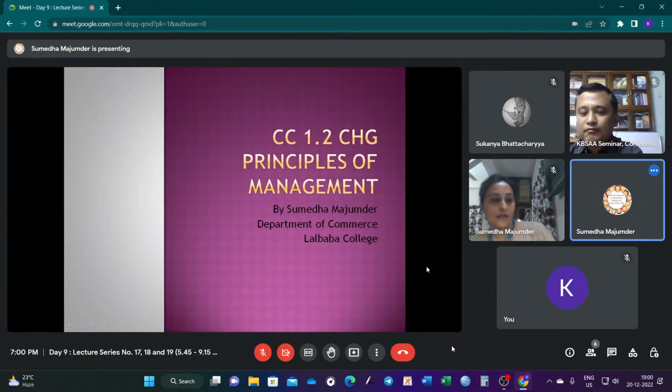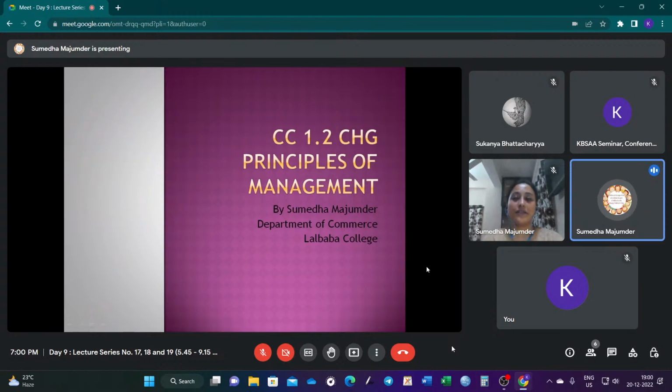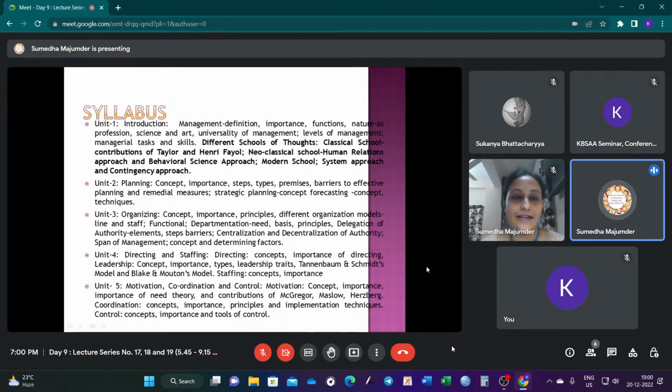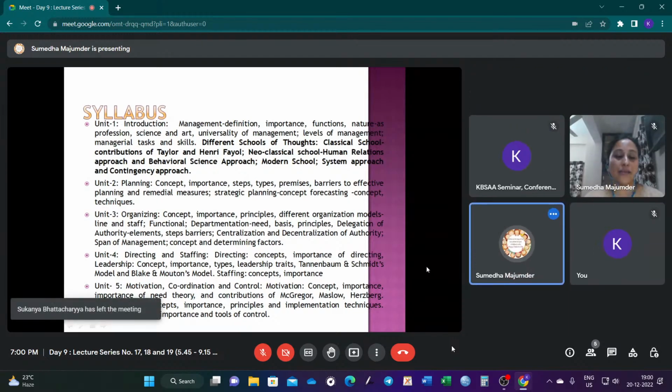Okay, thank you. First of all, today I am delivering my lecture on principles of management as per the guidelines of University of Calcutta. The subject code is CC 1.2 CHG. This is a first semester subject, and first of all, I am starting from the syllabus of the principles of management. The entire syllabus is covered by 5 units, so from unit 1 to unit 5, we have as per our syllabus.